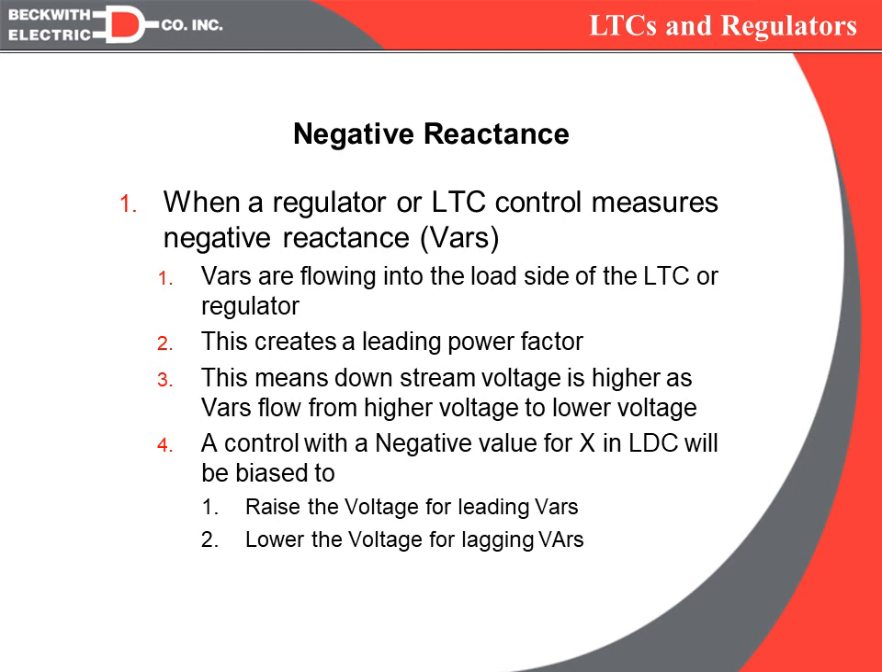And if we were to put in a negative X for the line drop, and it saw leading VARs, that would induce the LTC or regulator control to bias its band center upward to encourage it to raise the voltage, which then in turn, since we have voltage control capacitor banks, should induce one or two capacitor banks to go off. So the general concept of this philosophy is we're going to have our regulators and our capacitor banks have similar band center bandwidth controls.